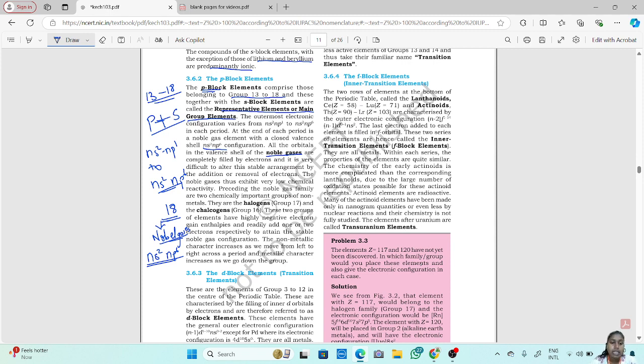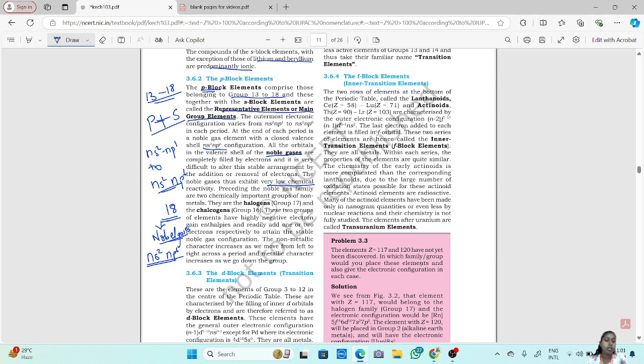Now these noble gases thus exhibit a very low chemical reactivity. Because of their completely filled electronic configuration, and since they are highly stable, they have very low chemical reactivity, less compared to the s block elements. Now preceding the noble gas family are two chemically important groups of non-metals.